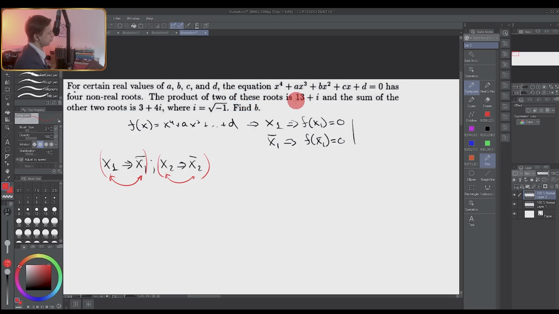The product of 2 of these roots is 13 plus i. Okay, so let's ask a simple question. Is it possible that the product of 2 of these numbers is 13 plus i?